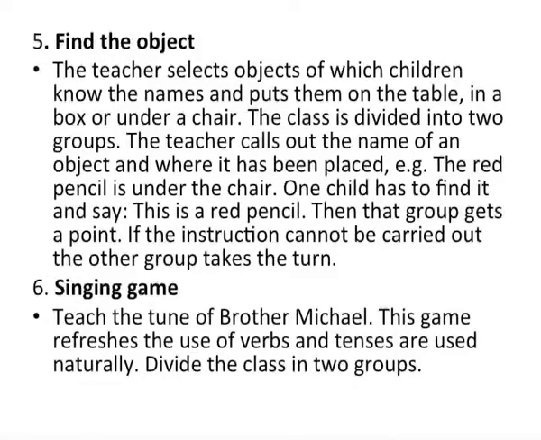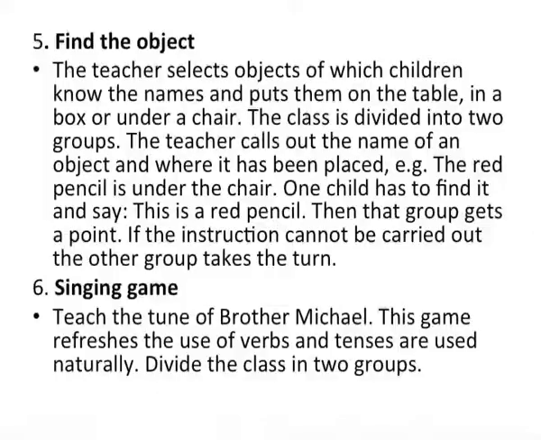Find the object. The teacher selects objects of which children know the names and puts them on a table, in a box or under a chair. The class is divided into 2 groups. The teacher calls out a name of an object and where it has been placed. For example, the red pencil is under the chair. One child has to find it and say, this is a red pencil. Then that group gets a point. If the instruction cannot be carried out, the other group takes the turn.